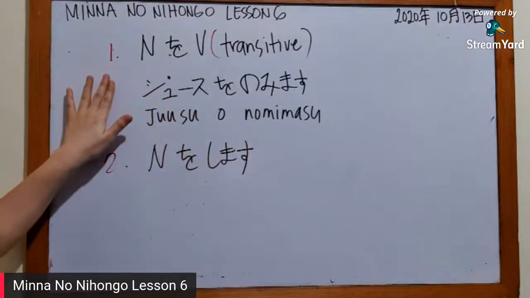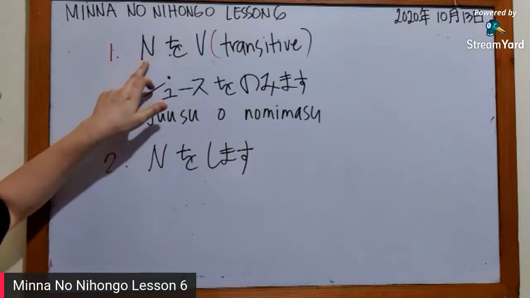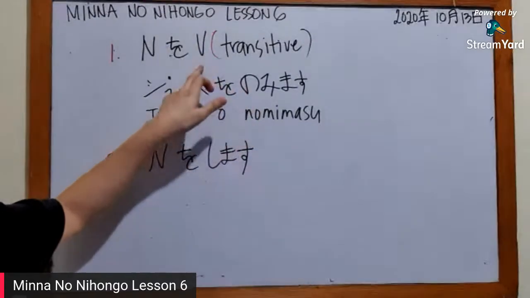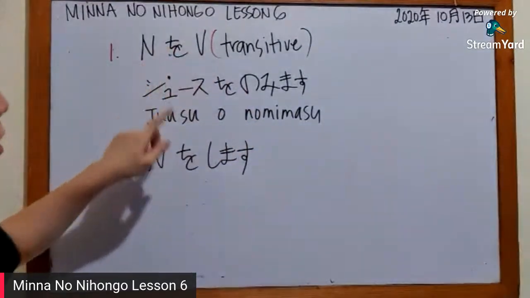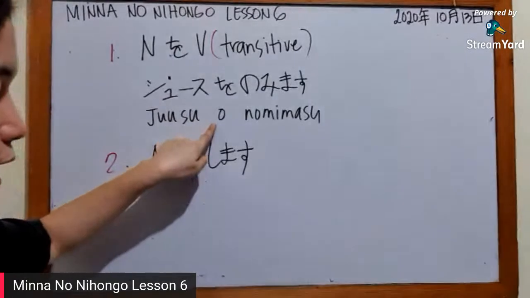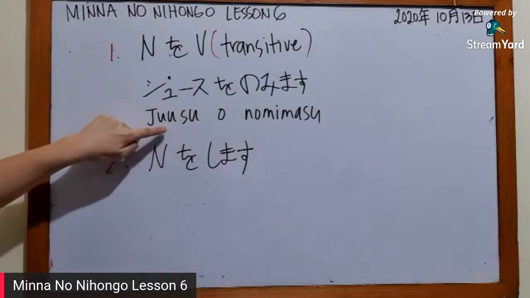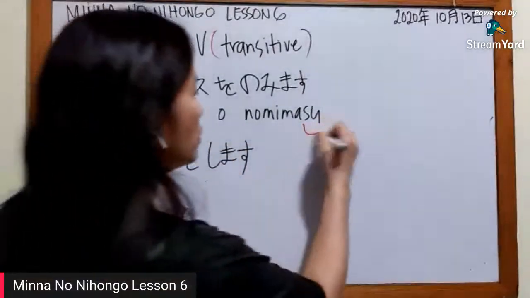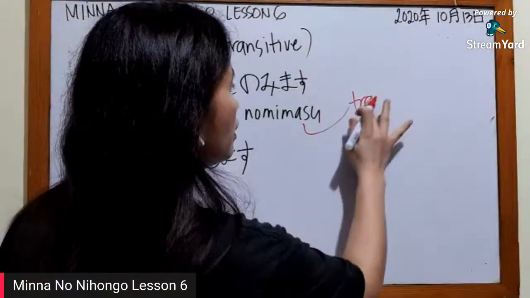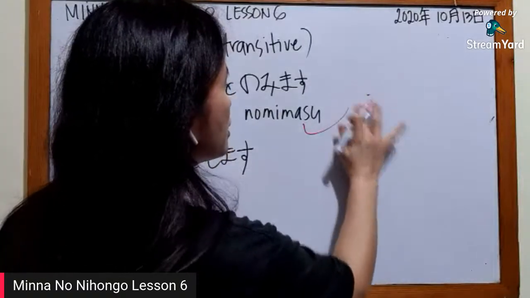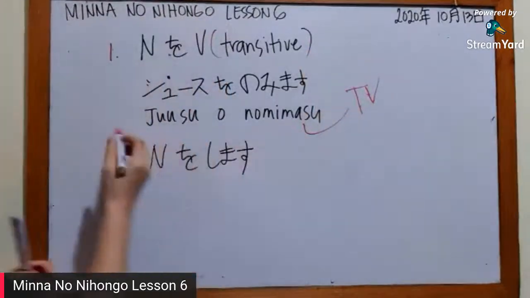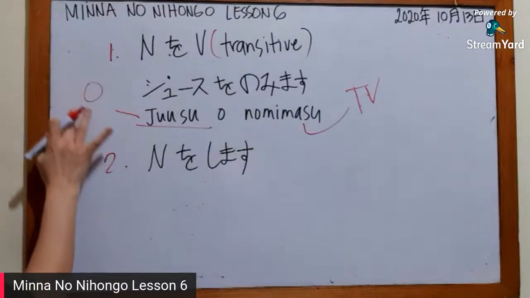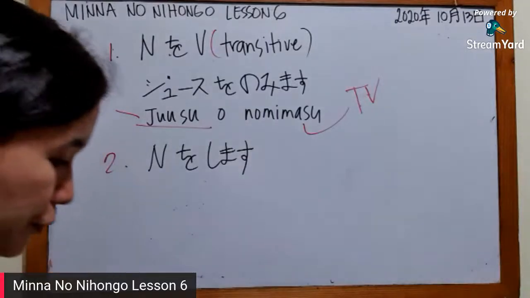Okay, so this is our first grammar point. Noun, and then particle o, and then the verb, transitive verb. Again, this o particle is used to indicate the direct object of a transitive verb. So this is our TV for short, our transitive verb, and this is our direct object. DO for direct object.